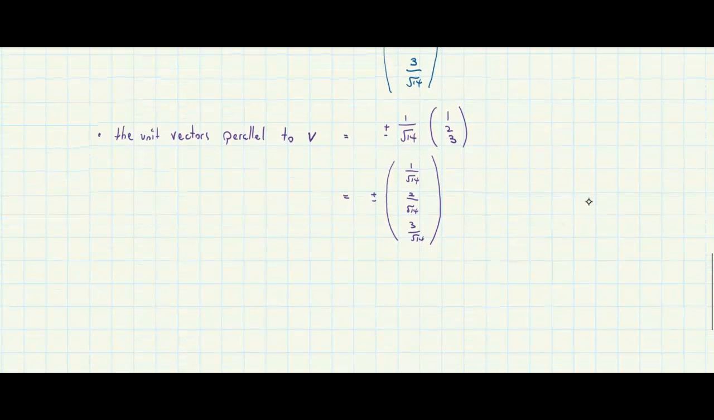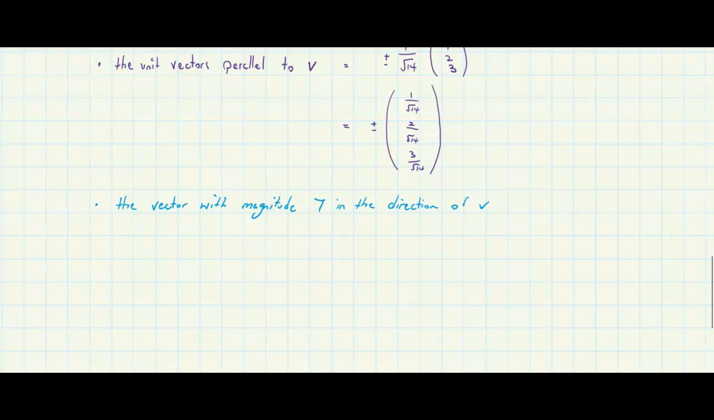Okay, third part to this example is we are chasing the vector with magnitude 7 in the direction of v. Okay, so we know that the unit vector v, well, that's equal to 1 over the square root of 14 by 1, 2, 3. So that means that the vector with magnitude 7 is going to be 7 by the unit vector v, which is 7 over root 14, 1, 2, 3.